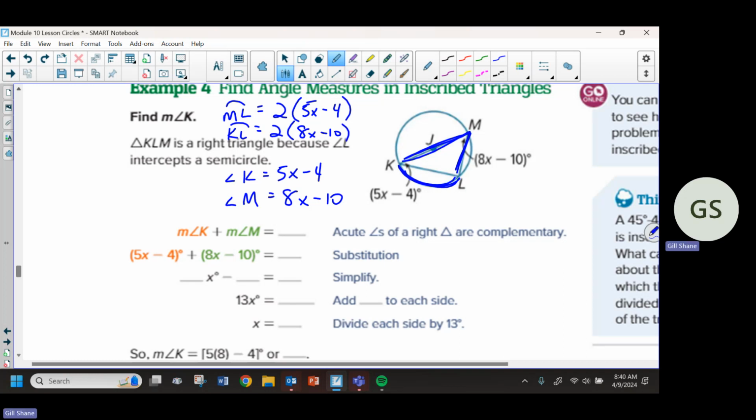Now here's what I got to figure out though. Are those angles equal? Do they share the same arc? Or are their arcs congruent? I have no congruent symbol, so it's not telling me any arcs are congruent. So I can't say this arc is congruent to this arc. And actually, visually, it doesn't look like they're congruent. So if the arcs are not congruent, the angles can't be congruent. You can't set the angles equal.